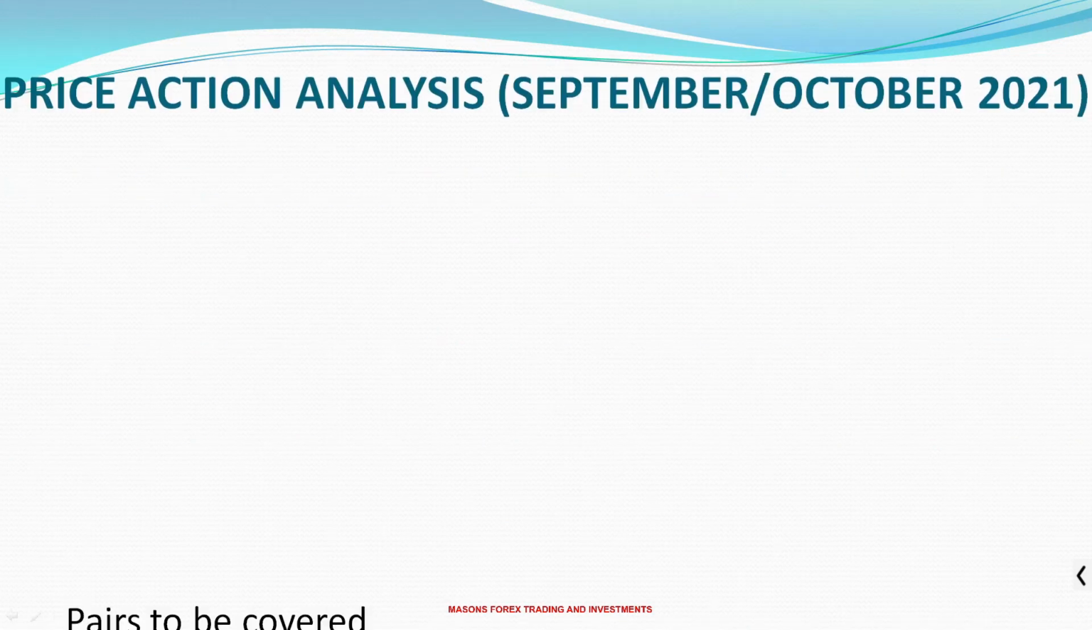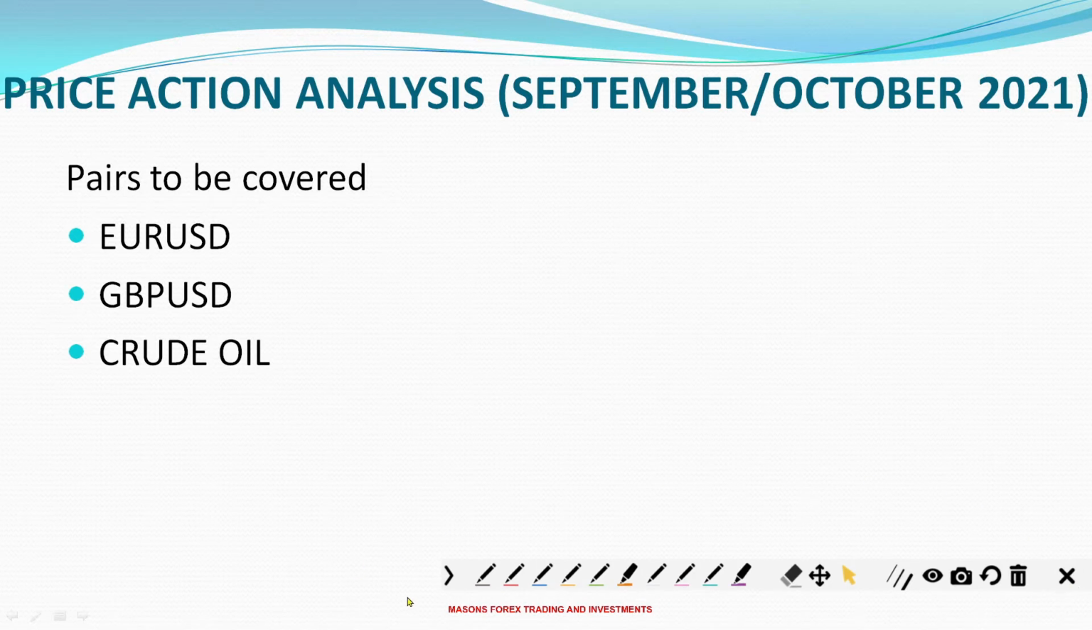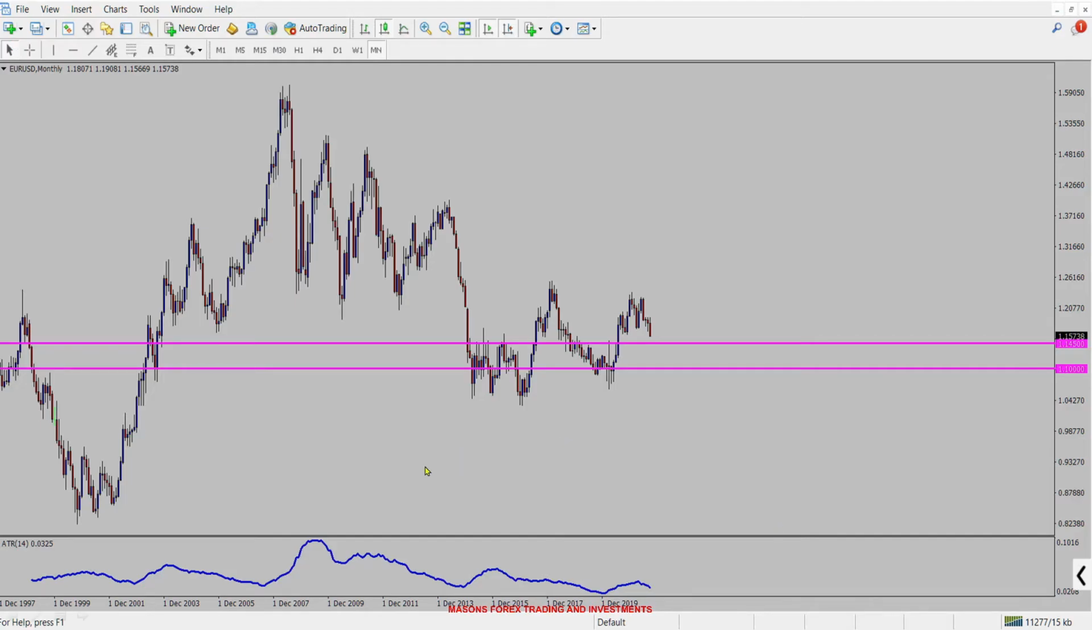Price action analysis is to be covered: EURUSD, Great Britain Pound USD, and finally, crude oil. So we are going to go to the monthly chart of EURUSD. You can see we have two levels, 1.14500 and 1.10000.